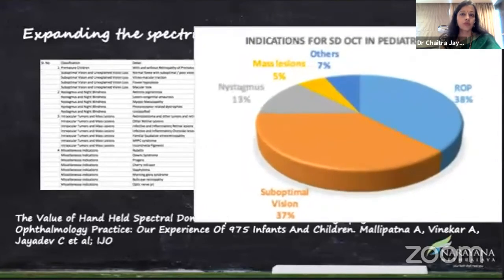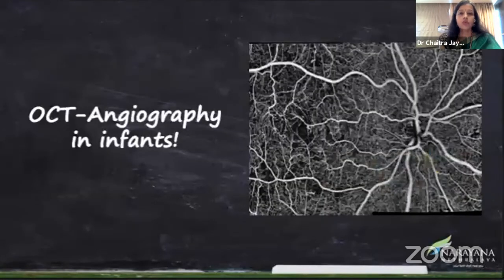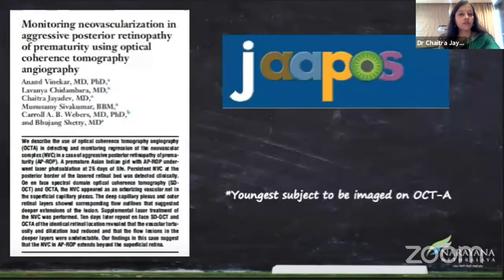So this is the number of patients that we saw. Now going on to OCTA in infants, it is a difficult imaging technique in infants because it takes a little bit of time to image. They need to be a little more cooperative. So we have been doing these studies where we've been looking at infants with unexplained vision loss.